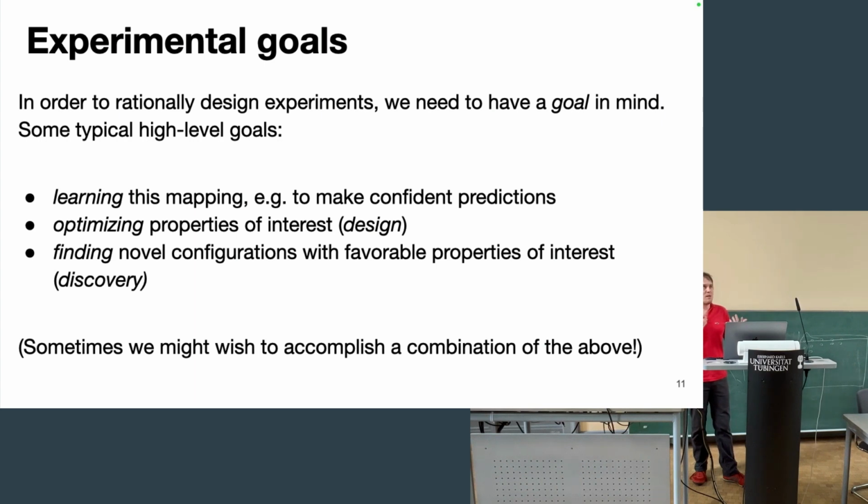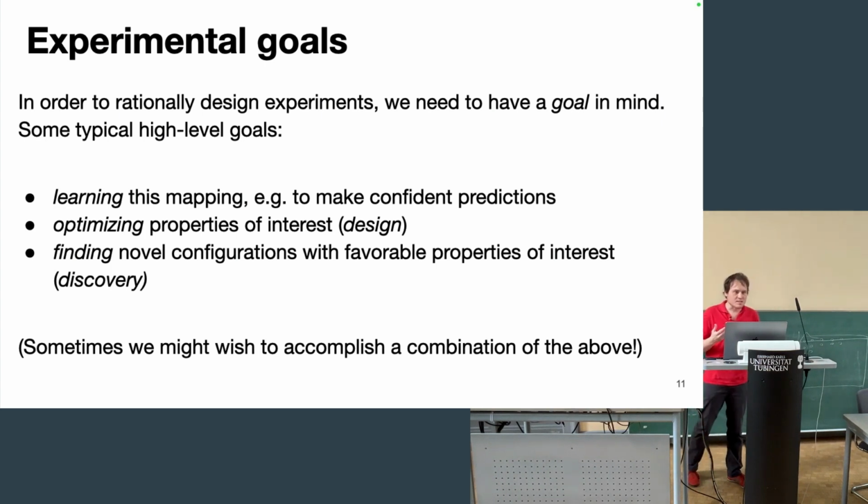The simplest of which might be that I simply want to learn this mapping. So maybe I want to conduct a sequence of experiments so that given any point in the design space, I can make accurate and confident predictions about the properties of interest. So I simply want to do learning.